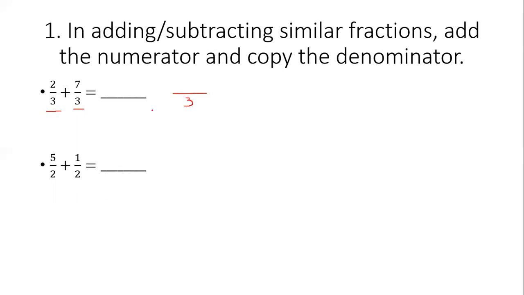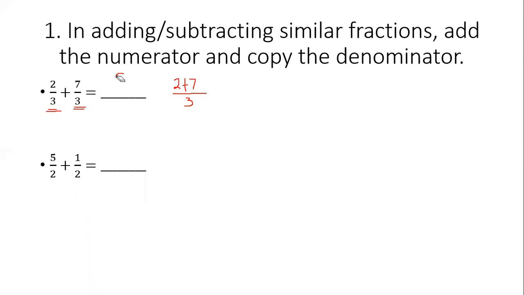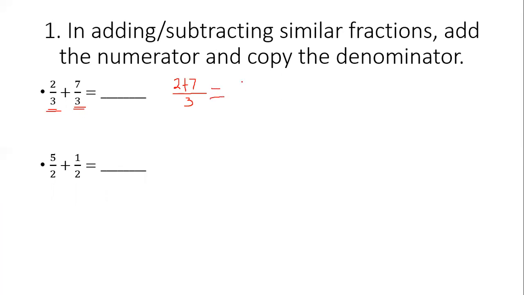So, if you are going to copy the denominator, ilagay na lang po natin dito yung ating solution, 3. So, common denominator po yan. Then, we simply add the numerators. 2 plus 7. Siyempre, 2 plus 7, dapat alam nyo na yan. Hindi pa pala yan yung final answer. So 2 plus 7 is equivalent to 9 divided by 3. And of course, we all know that 9 divided by 3 is equivalent to 3.